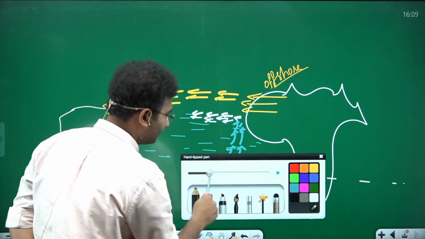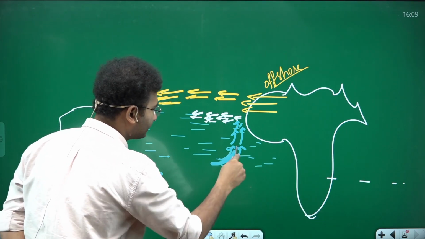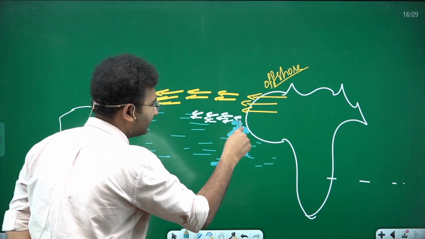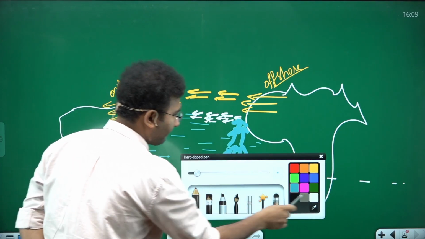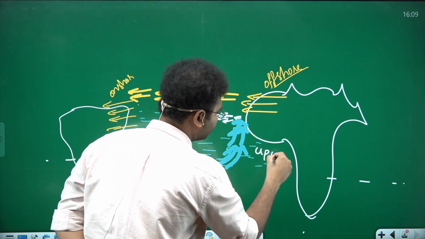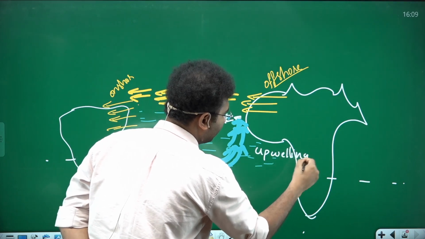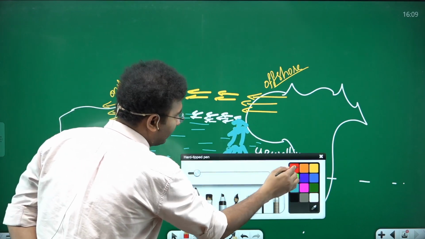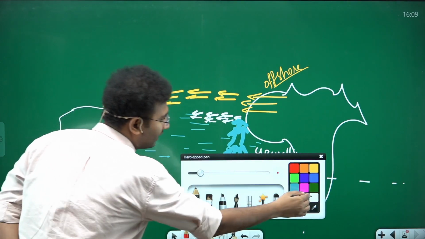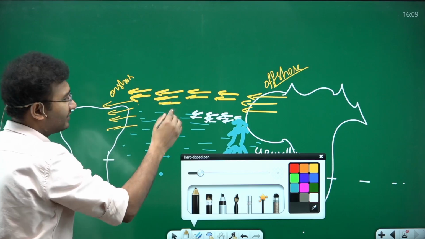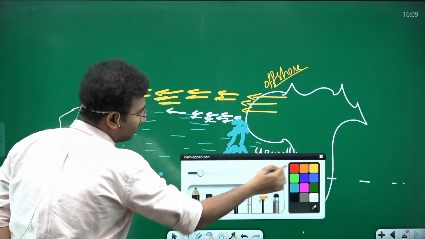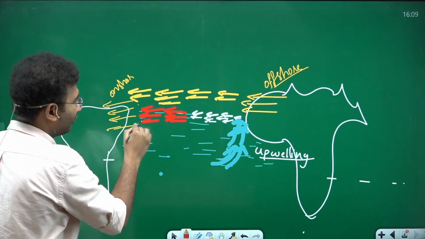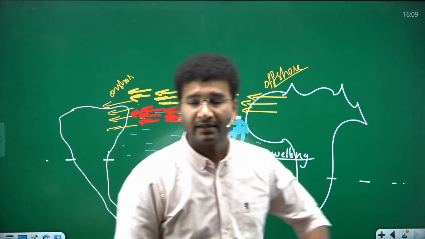From what depth? From a depth of 300 to 400 meters, the water will start to rise, and this rising of the water is called upwelling. This is called upwelling. And once the upwelling water starts to move under the influence of wind, it is exposed to the sunlight, and it will get warmer. Red color means warmer. Once they are warmer, they reach the coastal area, right?